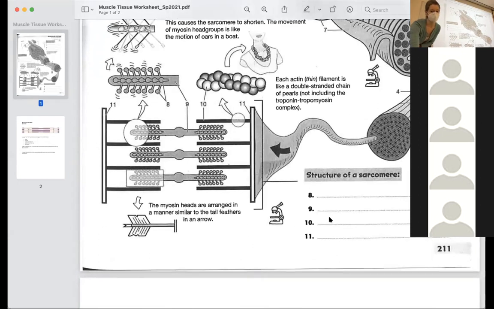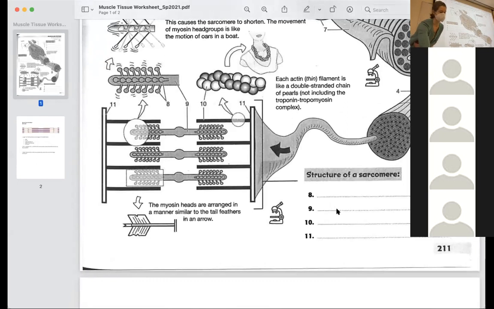And then the structure of a sarcomere, we just went over this. So hopefully this is pretty easy. I didn't talk much about the first one, but you guys can probably figure out what it is. So these little globular things, what are those called? Myosin heads, yeah. Myosin heads are on the myosin, right? Those are what bind to the actin.